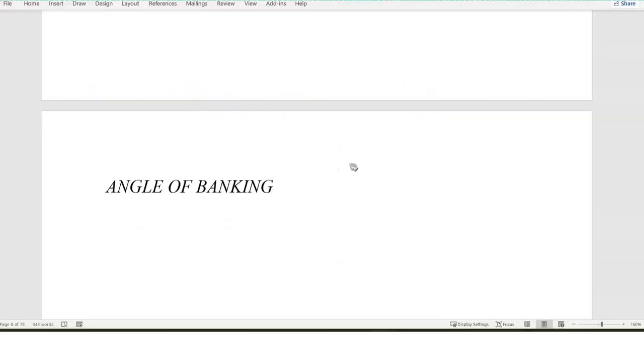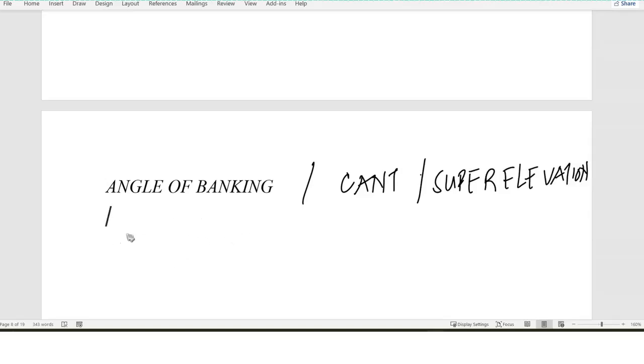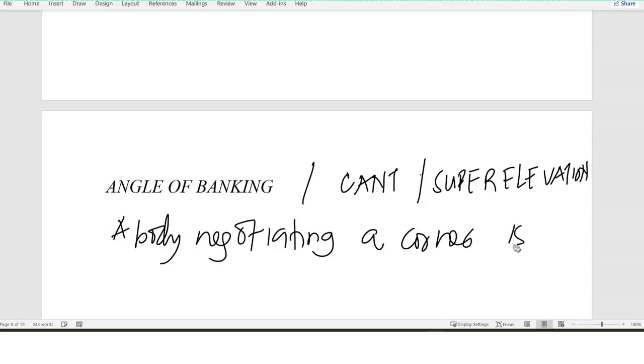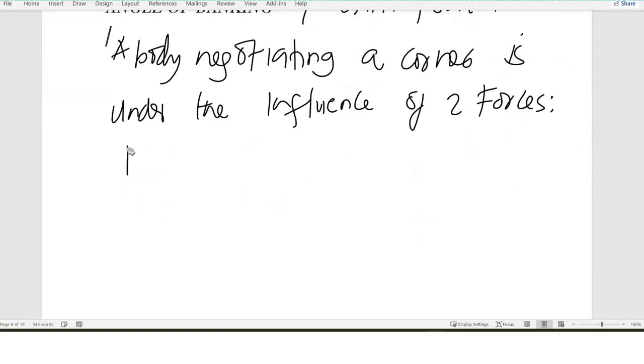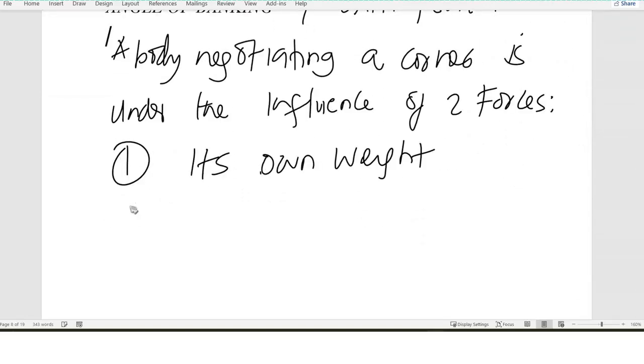So here we are going to look at angle of banking, what we call cant or super elevation. Now, we know a body negotiating a corner is under the influence of two forces. One is its own weight and the other is centrifugal force.